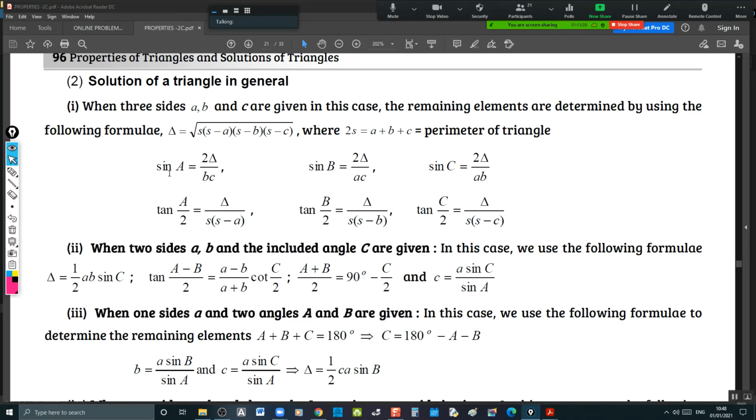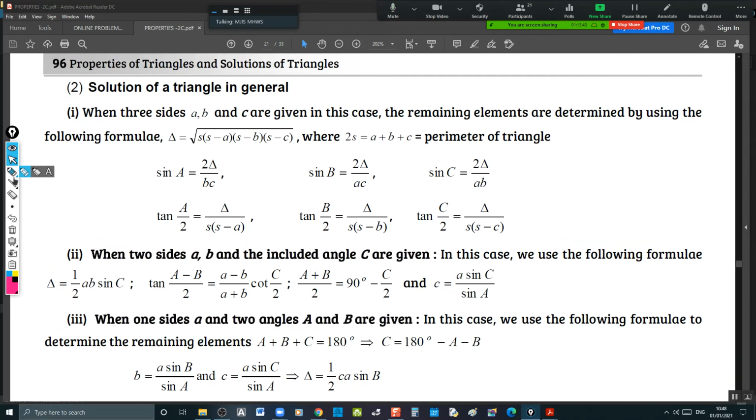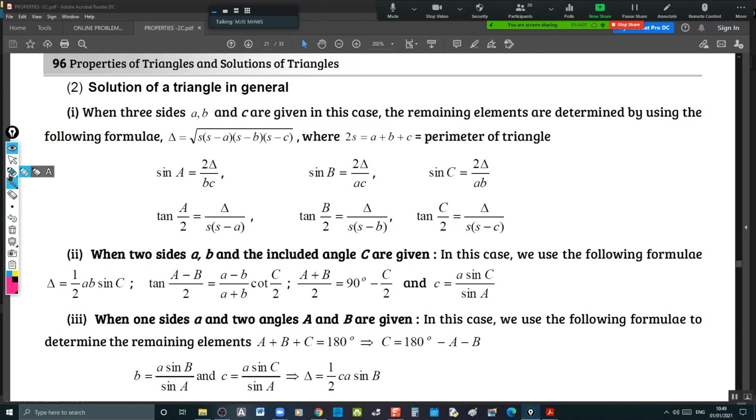Now, how many different cases will you come across? Solution of a triangle in general. When three sides are given, you can find out the rest. When two sides a, b and included angle C are given, you can find out all the rest. When one side a and two angles A and B are given, you can find out the rest of the parameters. First of all, how many parameters will be there for a triangle? Small a, small b, small c, angle A, angle B, angle C.